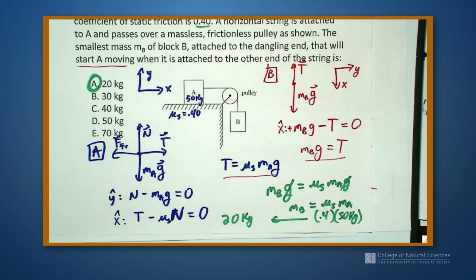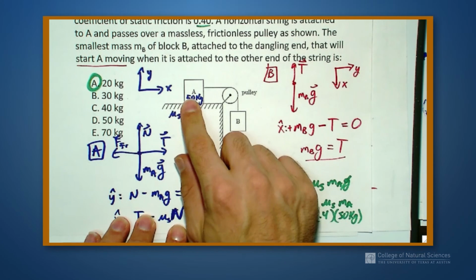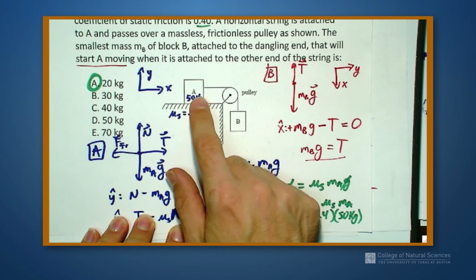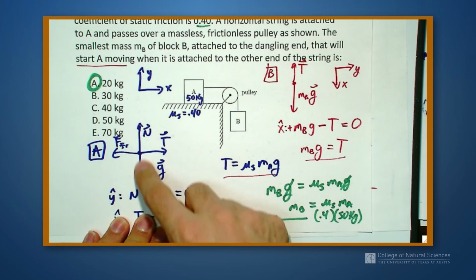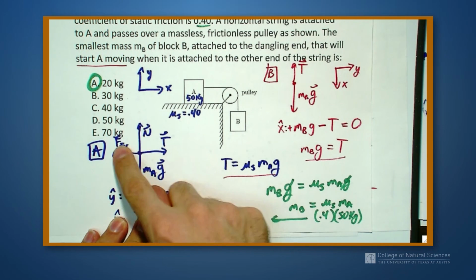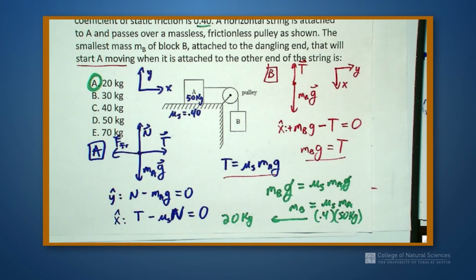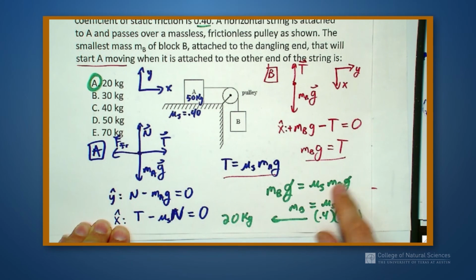Are you accidentally shaking the table? And this thing will start to move. So not that bad of a problem. Two different objects, two different free body diagrams. The first free body diagram, we had both a y and an x. The second free body diagram, we only had a y. Three equations. We solved for the normal, we solved for the tension, and we then solved for the mass of B.